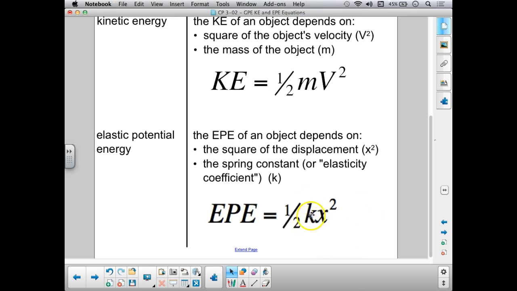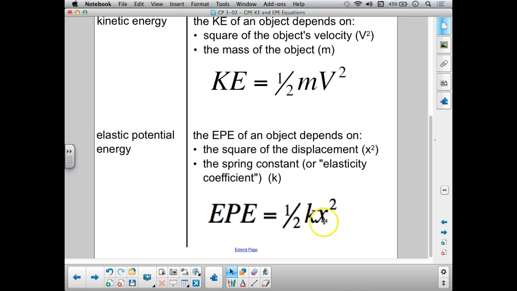This k is called the spring constant, or sometimes the coefficient of elasticity or elasticity coefficient. All it is is a measure of how difficult it is to stretch this object, or how difficult it is to squeeze it. Does it really want to keep its current shape, or is it pretty easy to squish and squeeze and stretch? That's what k measures. So a higher k means it's harder to change its shape. It's harder to stretch and squeeze.